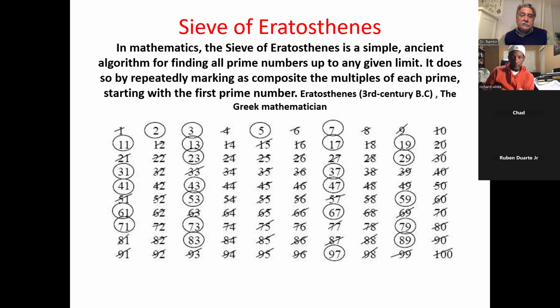It becomes like that. We crossed out 1 because 1 is not a prime. Then 2. We crossed out all the multiples of 2, from 4, 6, all the way to 100. Then we came to 5. We circled 5, but we crossed out all the other multiples of 5. Then we came to 7, and we did the same thing all the way. So that's all the prime numbers from 1 to 100.